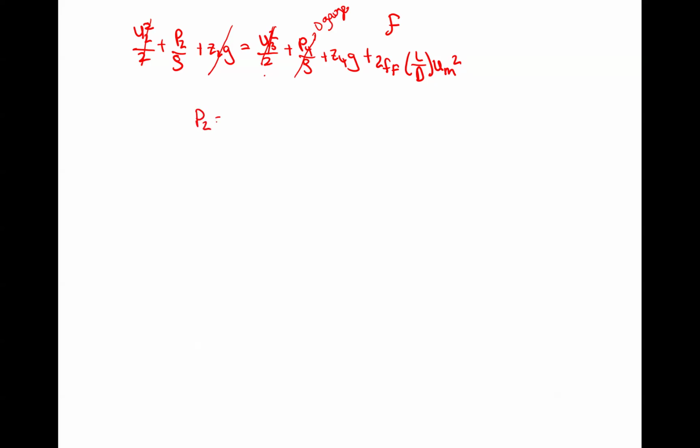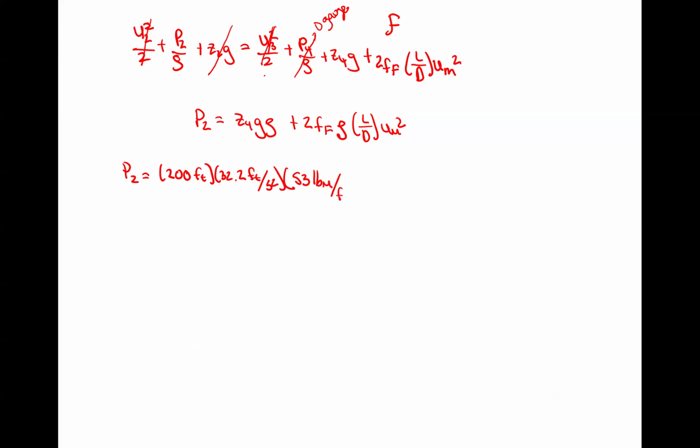So that then P2, which is the pressure that I'm looking for, is g times rho times 200 feet, plus 2 f_F rho L over D times u_m squared. So now all I need to do is put those numbers together, right? 200 feet, 32.2, the 53 pound mass per cubic feet, 2, 0.00692. That's my f_F, times 53 pound mass per cubic feet. That is my rho.